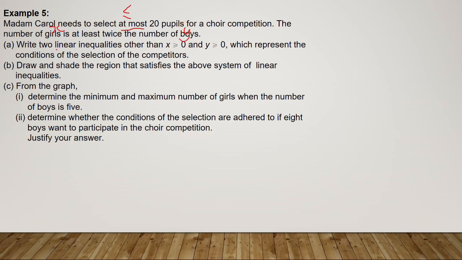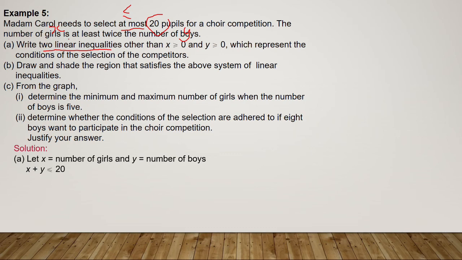Okay, they ask you to write 2 linear inequalities which represent the condition of the selection of the competitor. So the first one is x plus y is less than or equal to 20. Okay, that's the first one. You have to make an assumption: let x equal the number of girls and y equal the number of boys. So x plus y is less than or equal to 20.